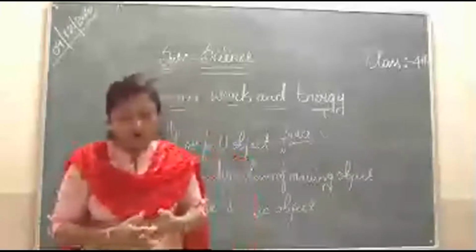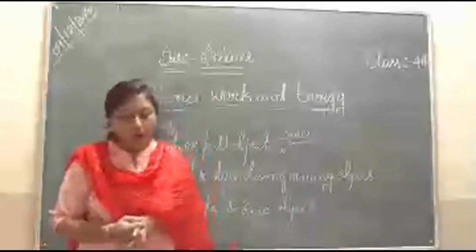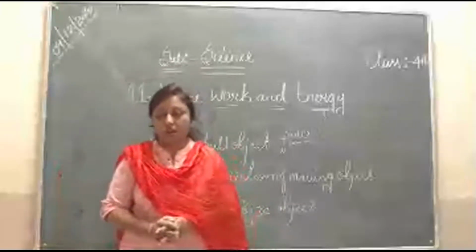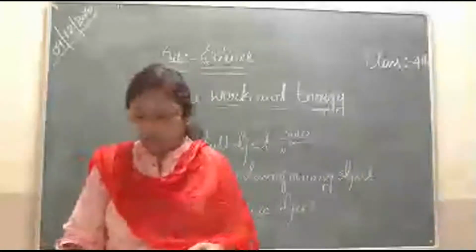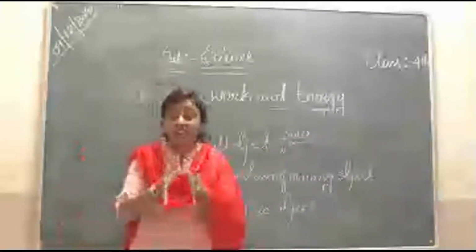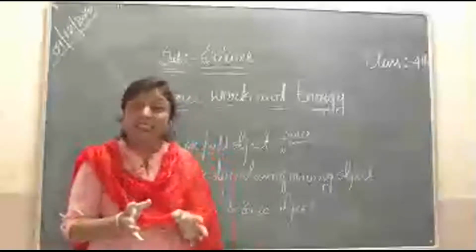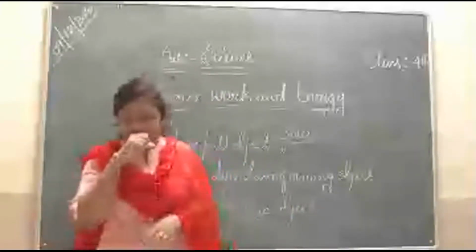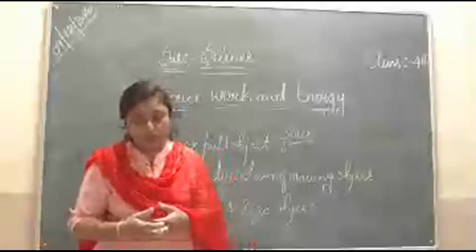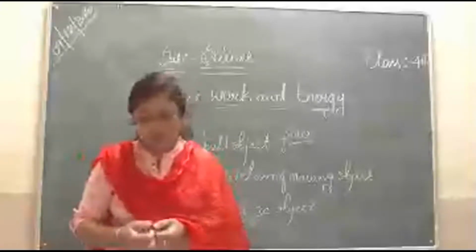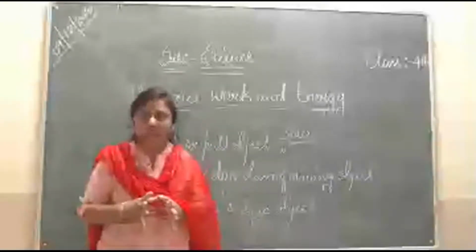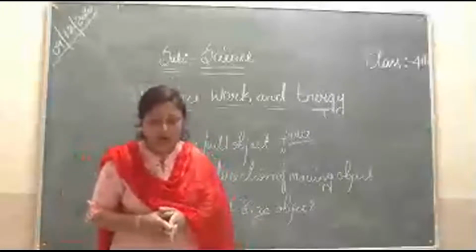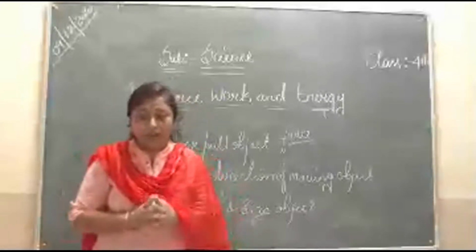Now, work. When we use a force on an object and that object changes its position, we say that work is done. When we apply a force on an object, it changes its direction or its shape, and there is work done. We define the term work differently in science. According to science, work is done when a force is applied on something and it moves.